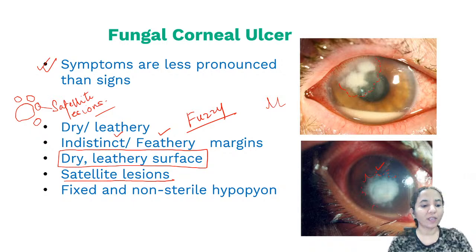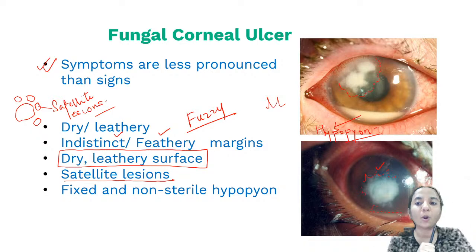Now the next feature also pertains to the hypopyon, that is the pus. As I told you, it is not necessary that all ulcers will have hypopyon. Like for example in this picture, see this thing, this is your hypopyon. All ulcers may or may not have hypopyon. Here also we are able to see that there is a small hypopyon.